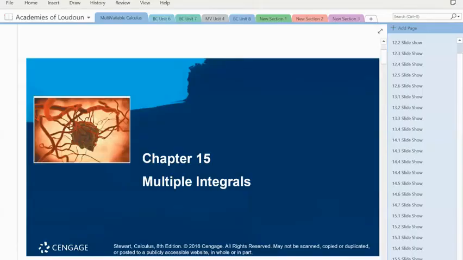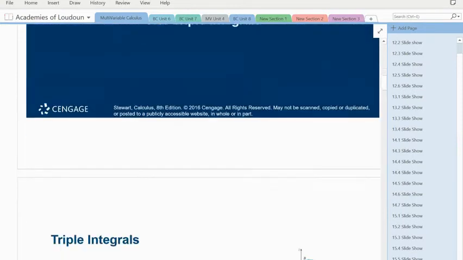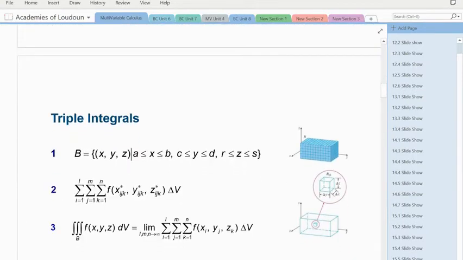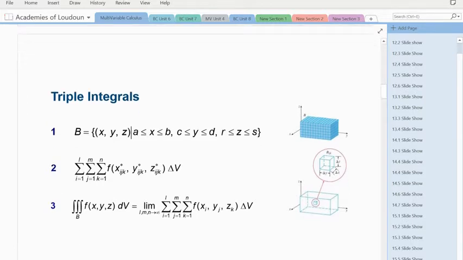This is Unit 4, Chapter 15, Section 15.6, Triple Integrals. So we have defined single integrals for functions of one variable and double integrals for functions of two variables. So we can define triple integrals for functions of three variables.